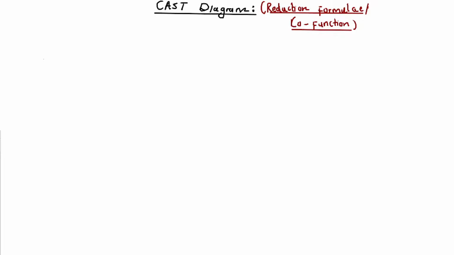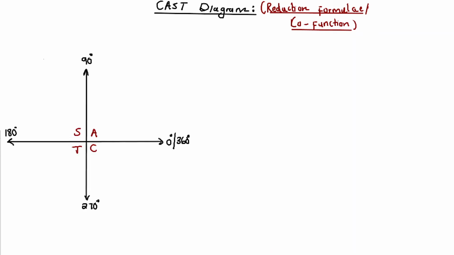Now, this is the CAS diagram, right? The CAS diagram is basically a Cartesian plane divided into 4 quadrants. We label this the first quadrant, this the second quadrant, this the third quadrant, and this one the fourth quadrant. So they are labeled anti-clockwise. You can see that, right?